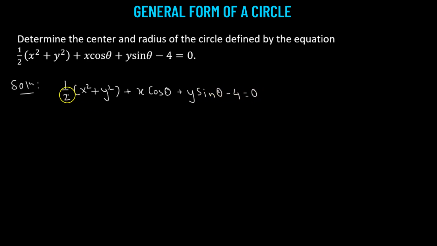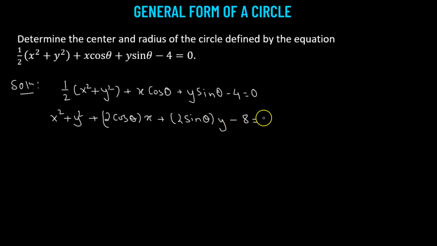Now, we have a coefficient half multiplied to x squared plus y squared. We're going to multiply throughout with 2 to get rid of the coefficient half. So we get x squared plus y squared plus 2 times cosine theta multiplied to x. This is going to be the coefficient of x, and the coefficient of y will be 2 times sine theta times y, minus 2 times 4. That's going to be equal to 8.